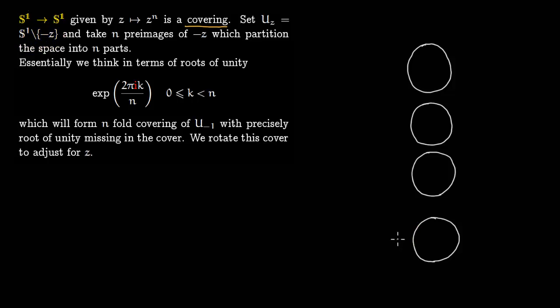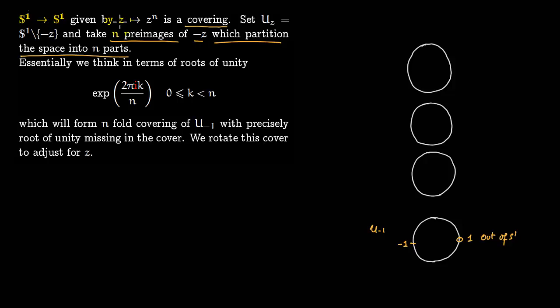So for example, we want say point -1 here. So to have neighborhood of U of -1, we have to take 1 out from here. So you take 1 out from here. So this entire thing now with this point is out of S1. This forms the neighborhood of U of -1. And then you lift this up. So you take the nth roots and you lift this up. You get n pre-images of minus z which partition the space into n parts. Now essentially everything is from roots of unity.